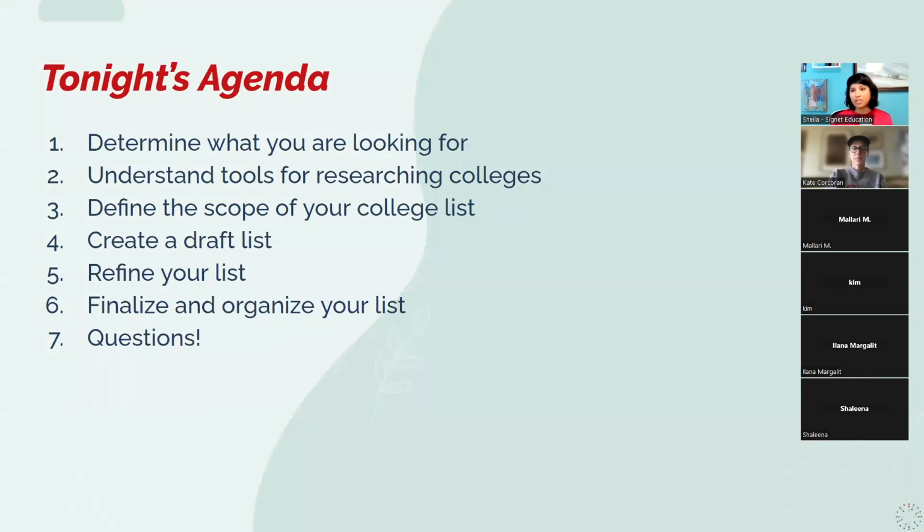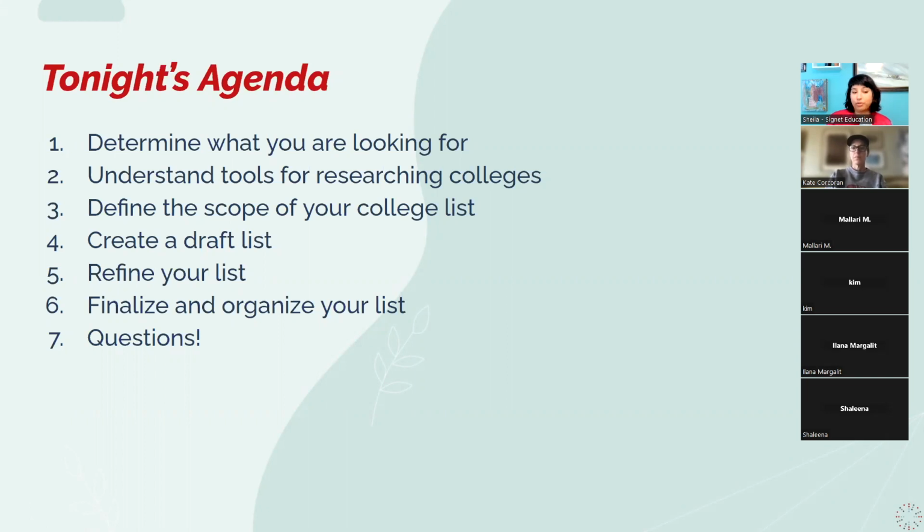So with that, we'll dive into our agenda for the evening. First, we have to determine what you are looking for. And this really serves two purposes. You as a parent, what do you want for your child? What do you know they need? And what do they want? What is important to your child? What's motivating to them? We'll talk about that.